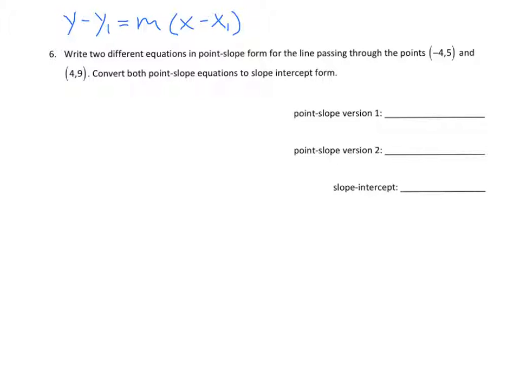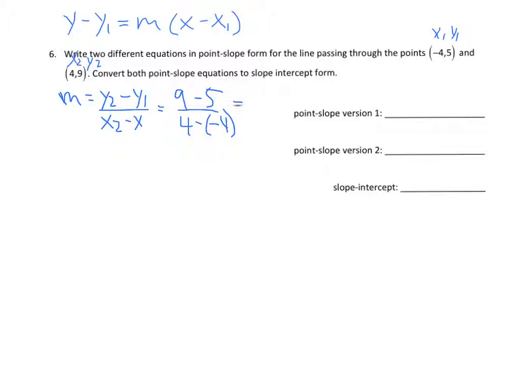So first we go ahead and find the slope using the slope formula. If this is x1, y1, and x2, y2, the slope formula is y2 minus y1 over x2 minus x1. So we get 9 minus 5 over 4 minus negative 4. That comes out to 4 over 8, which is 1/2.